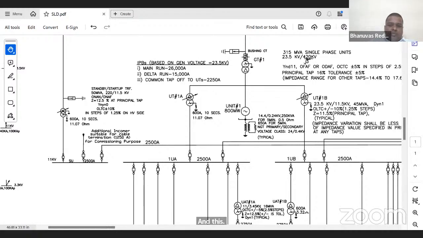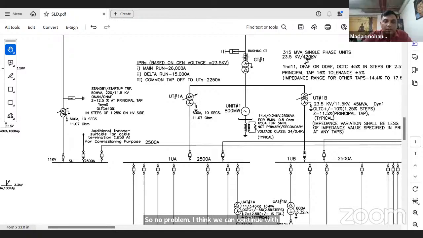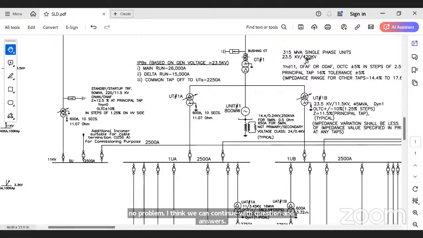I will try to show one more thing. 1 minute. Sir, no problem. I think we can continue with question and answers. Yes, if you have it readily available, you can share the drawing for 5 minutes. Okay, we have a question. So why do we use NGT?